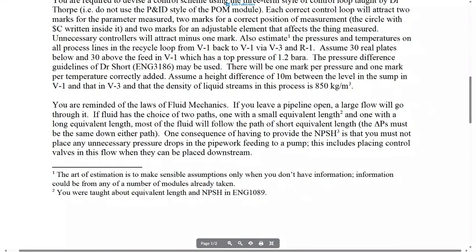If a fluid has the choice of 2 paths, one with a small equivalent length and one with a long equivalent length, most of the fluid will follow the path of short equivalent length. Delta P's must be the same down either pathway. One consequence of having to provide NPSH is that you must not place any unnecessary pressure drops in the pipework feeding to a pump. This includes placing control valves in this flow when they can be placed downstream. For example, like this map. This one is not necessarily needed whenever you scan this, but you have to learn it by heart.